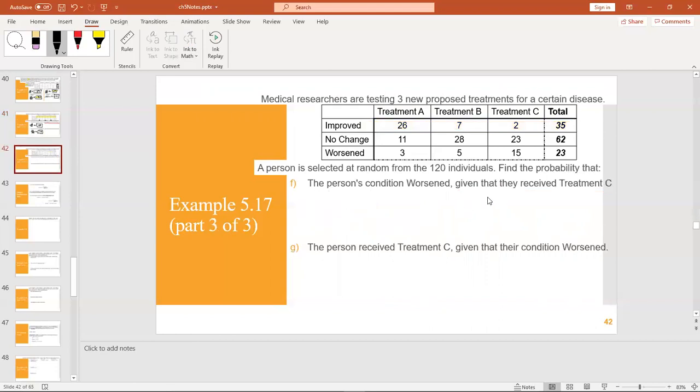So we want the probability that a person's condition worsened given that they got treatment C. So the given is treatment C. Again, all of these treatments have 40 patients, so the frame of reference is going to be 40. Of those who got worse from that group, 15 got worse out of treatment C. 15 divided by 40 is going to be 0.375 or 37.5%.